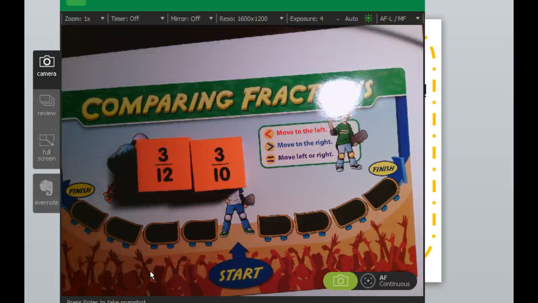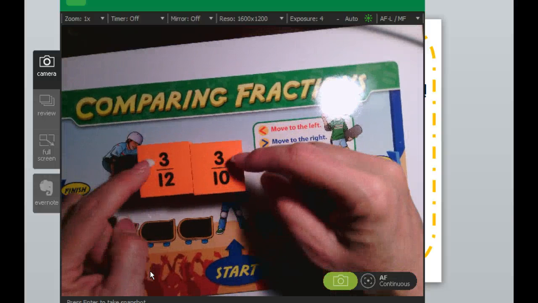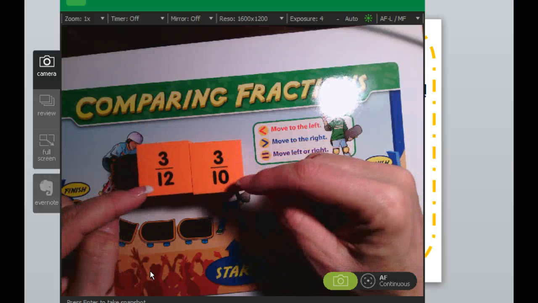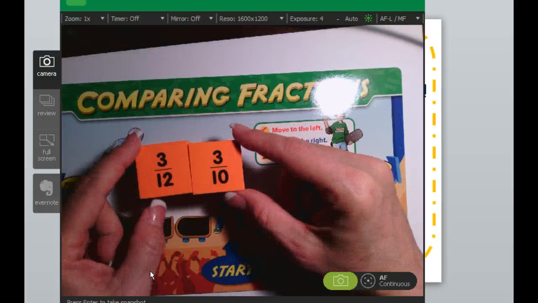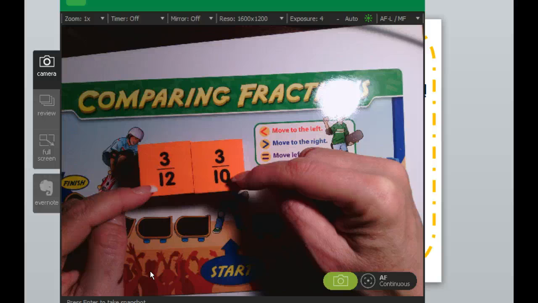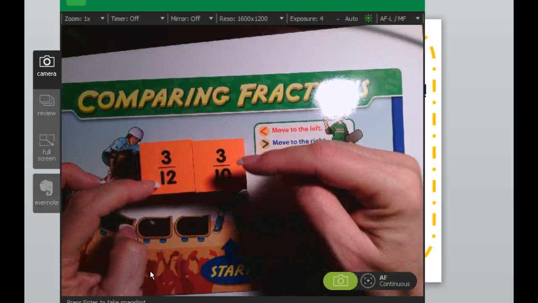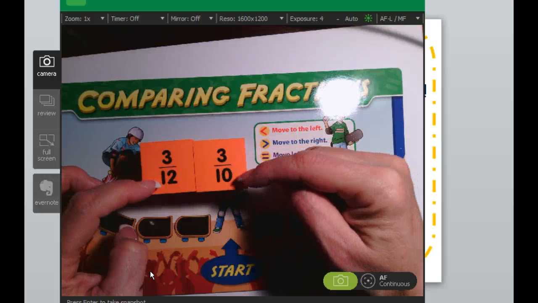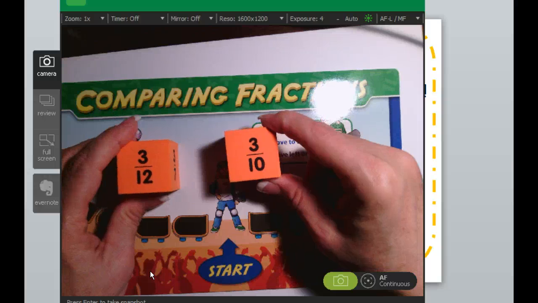So let's take a look at these two fractions that I have right here. This is pretty easy because they both have the same numerator and they have different denominators. Remember what we discovered? When the denominator gets bigger, the pieces get smaller. If I have 3 of 12 or 3 of 10, let's say that you rolled this one and I rolled this one.